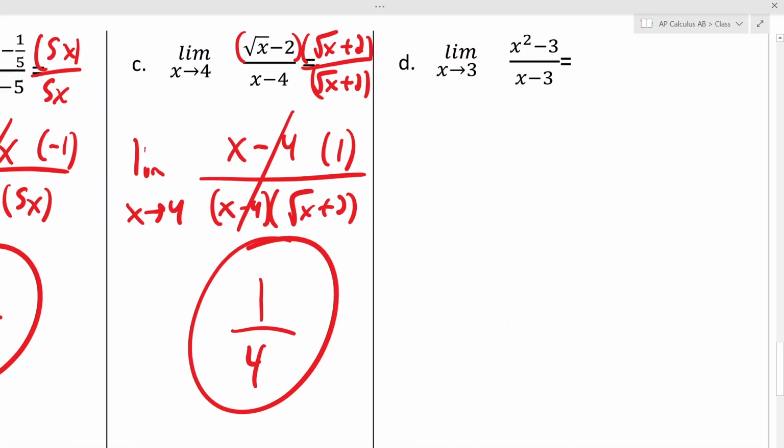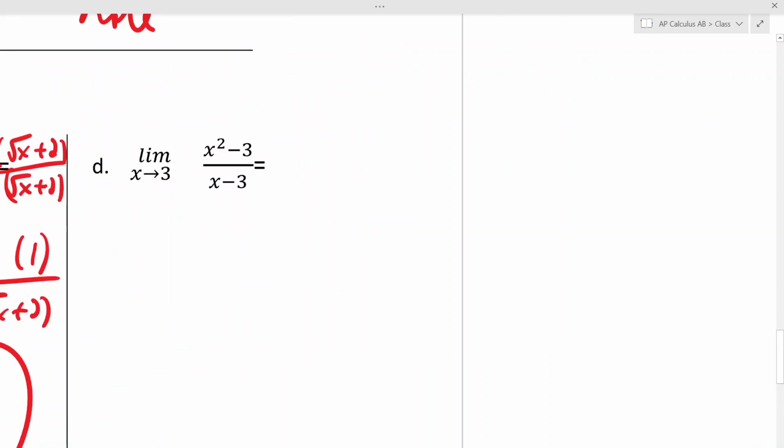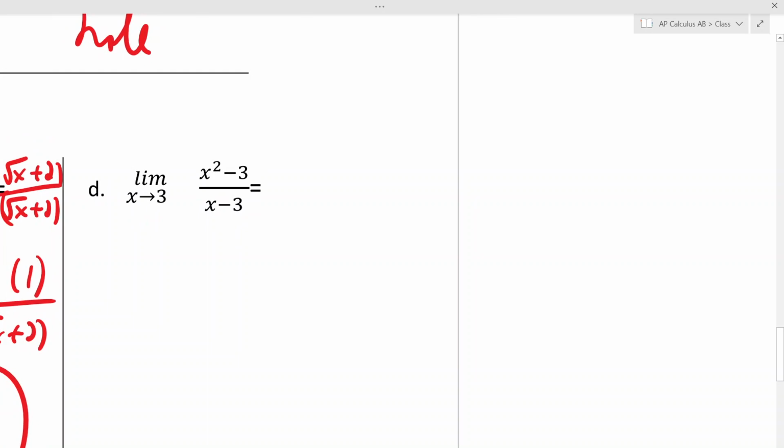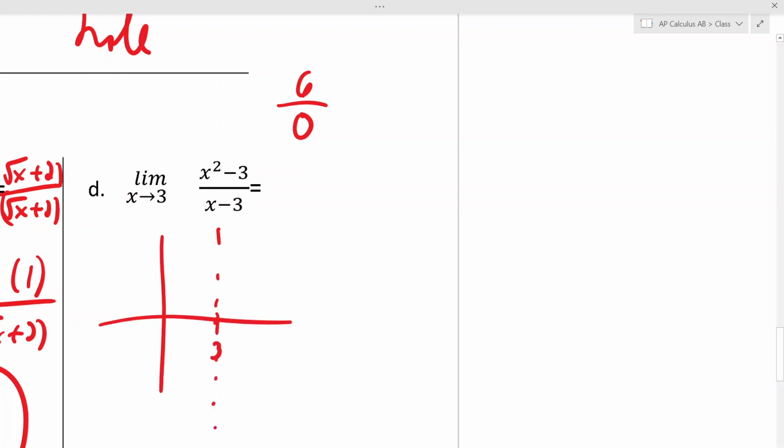Okay. And last but not least, d, when you plug 3 into there, you get 6 over 0. That's not 0 over 0. That means we don't need to cancel anything out here. That means there's a vertical asymptote. We check both sides. Here's 3. There's my vertical asymptote. We plug in 2. When you put 2 into that, you get 4 minus 3. That's 1. Am I doing that right? Yes. Over 2 minus 3. That's negative 1. That's down here. That means this side's going down.